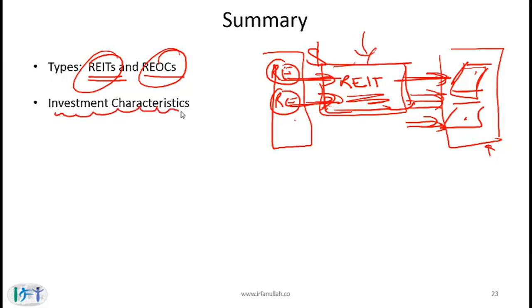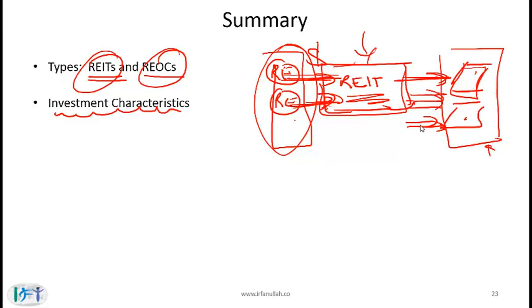You need to understand the main investment characteristics. The big one for a REIT is the tax advantage, and other characteristics which should be obvious from this picture are the fact that a high percentage of this income that is coming from the various properties is transferred to shareholders. So there is also a relatively high degree of predictability as far as payments are concerned.